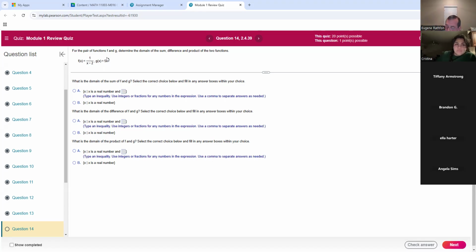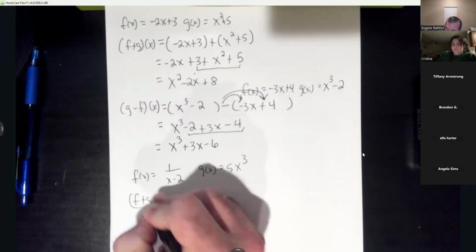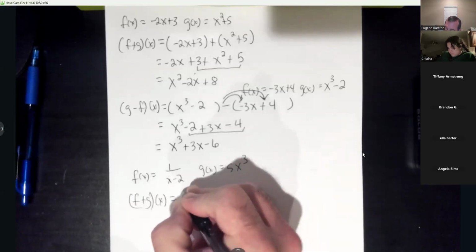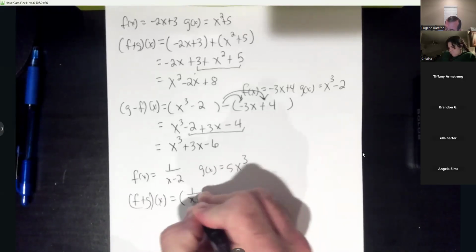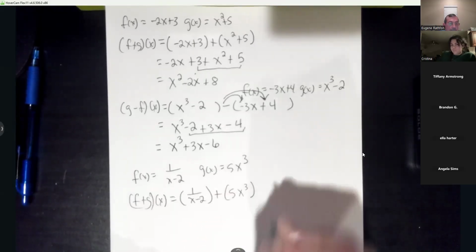So y'all, let me write this real quick. So f of x was 1 over x minus 2. G of x was 5x cubed. So if I was going to add these, f plus g of x would equal my f, 1 over x minus 2, plus my g, 5x cubed.